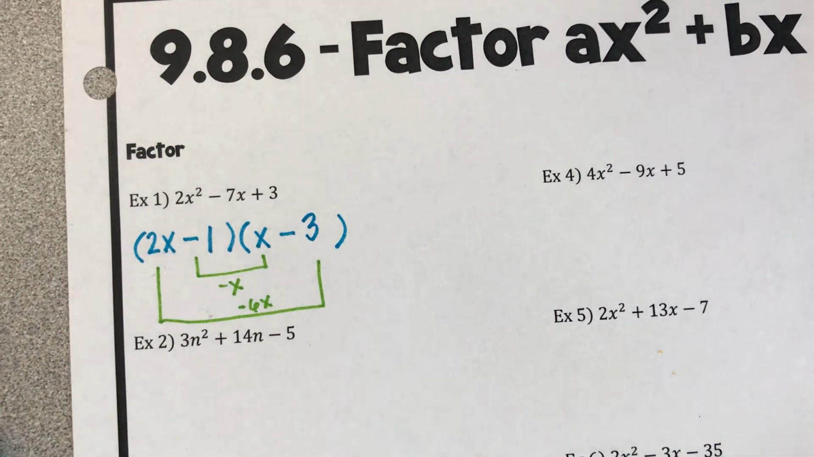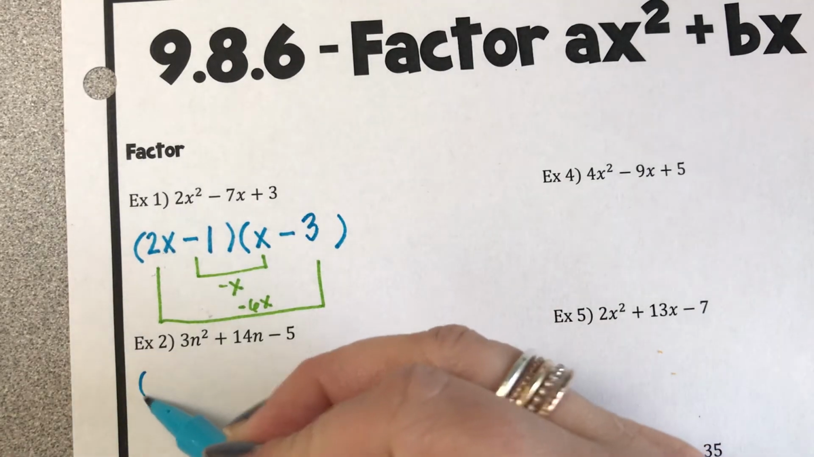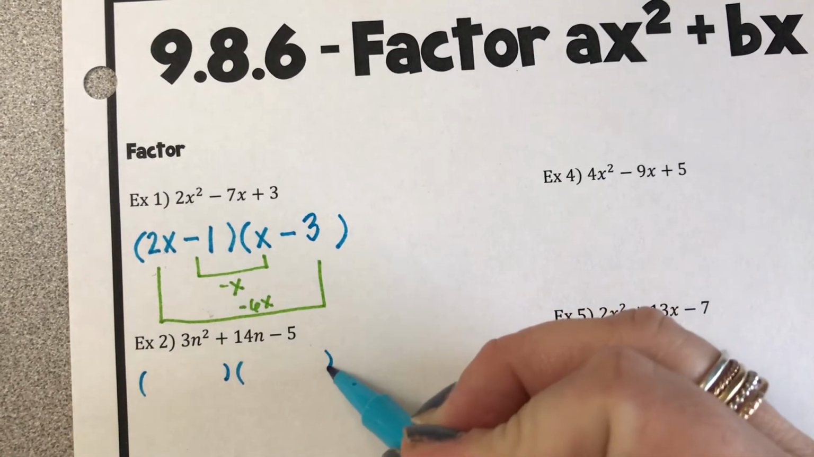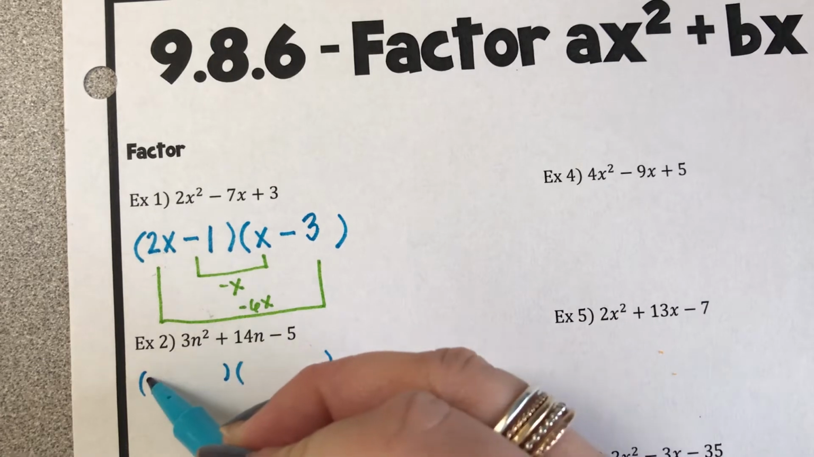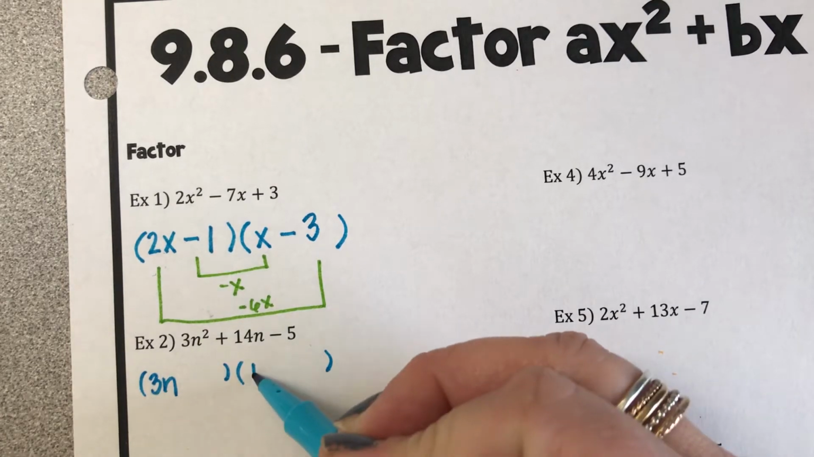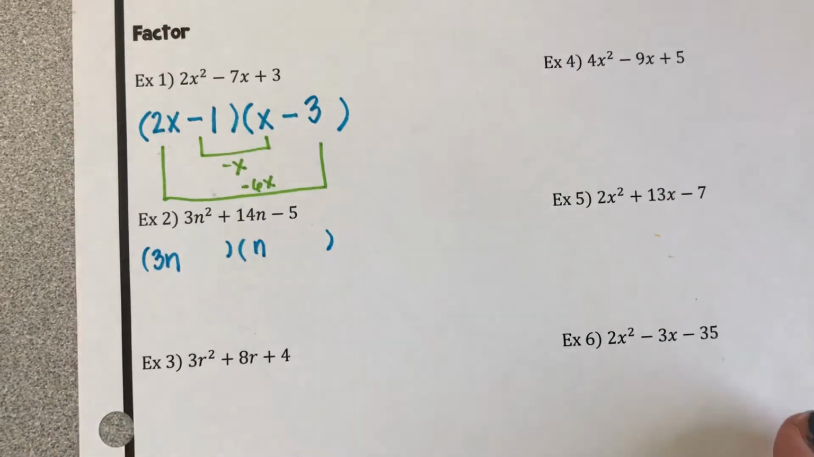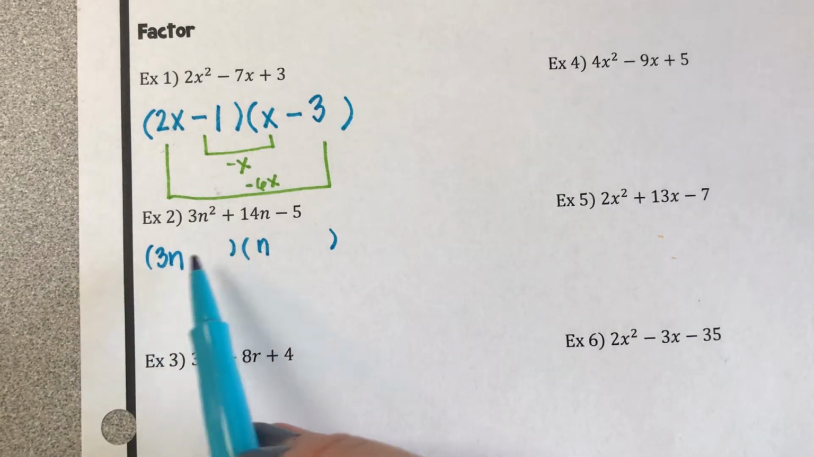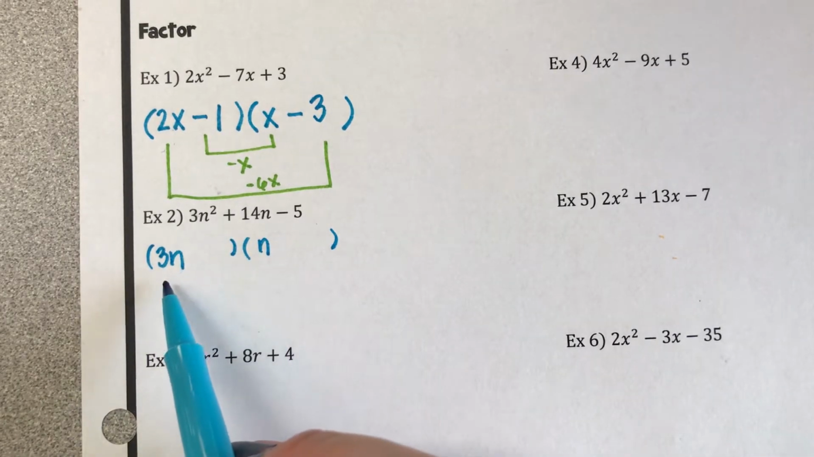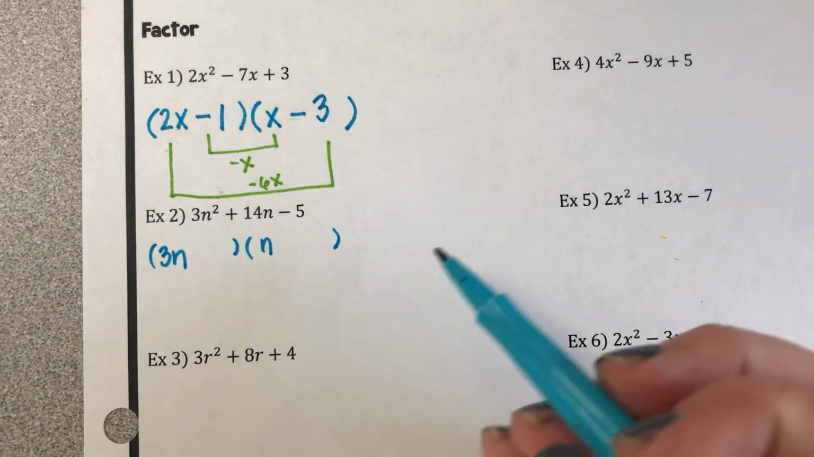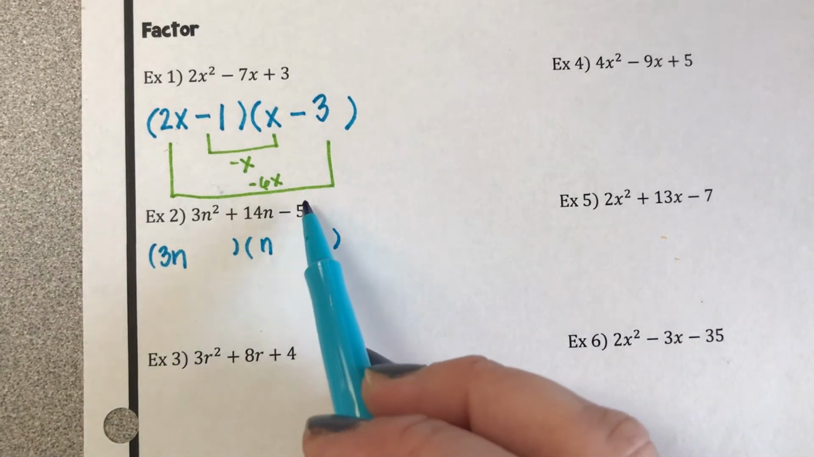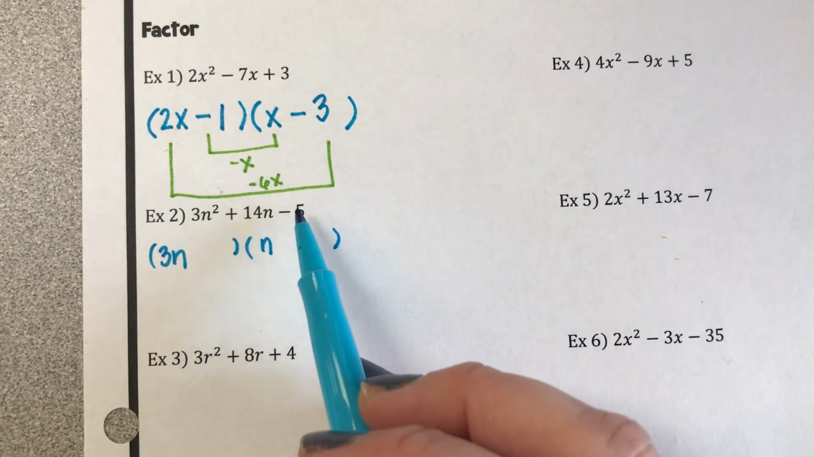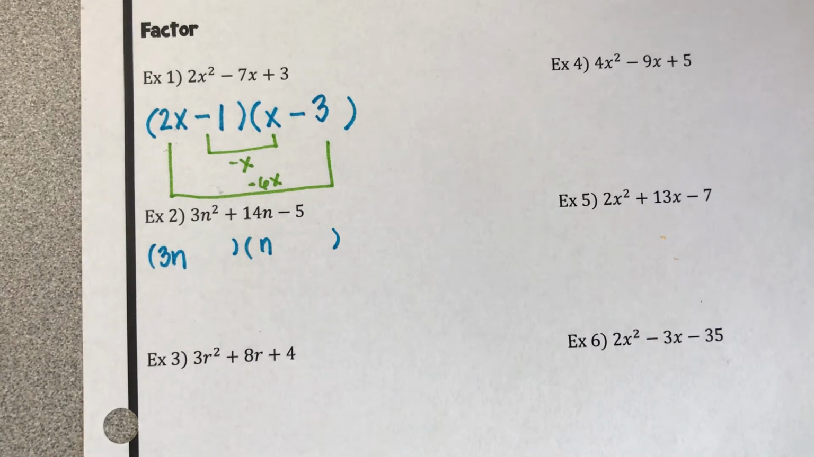Okay, let's look at number 2. We're going to do the same process. I'm going to set up my two parentheses. The only thing I can do to make 3n squared is 3n times n. It gets real fun when you have like a 12 here, and it could be 4 and 3, 2 and 6. It could be 1 and 12, so all kinds of fun. And then this is a minus, so that means I'm going to have a plus and a minus. And I'm just not sure where they're going to go quite yet. So like I said, some of it is just going to be guess and check.